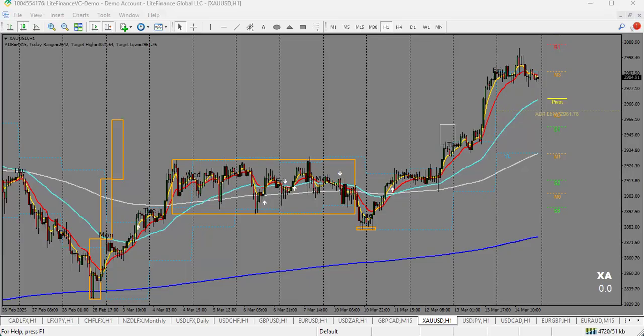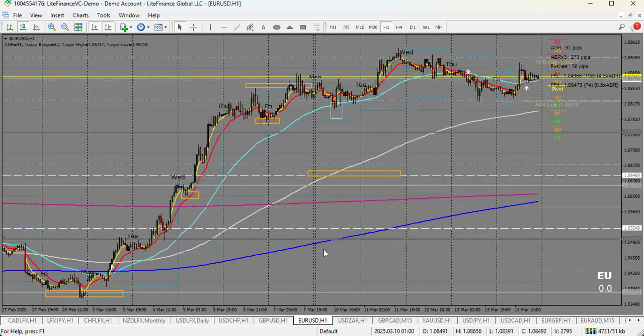So let's start with the Euro USD. In the last week, we have seen a bit of consolidation on Euro USD, and this is because the dollar has also been consolidating. So you can see this is the whole week. Price has only been ranging in this rectangle here.